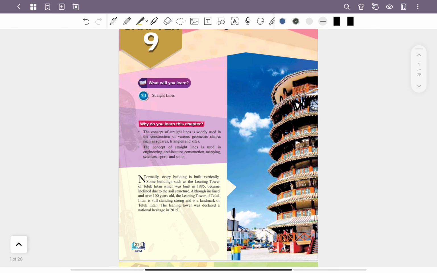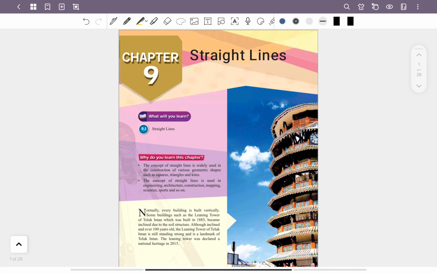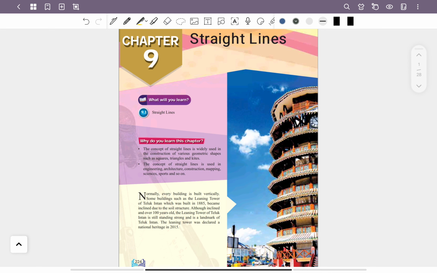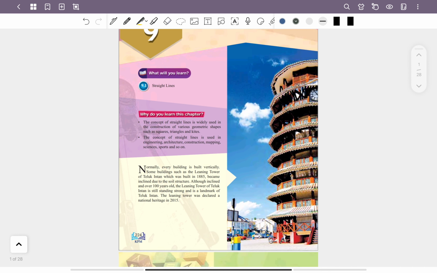Okay, so today we'll be going through chapter 9. Chapter 9 is RPS straight lines. Straight lines is quite a simple chapter, but it uses a lot of algebra. No worries, we are going to go through all of the examples.